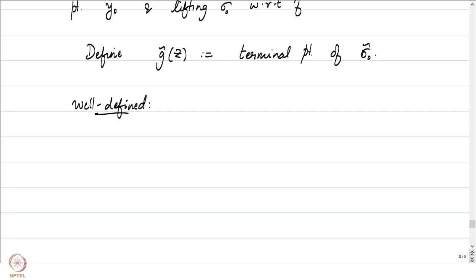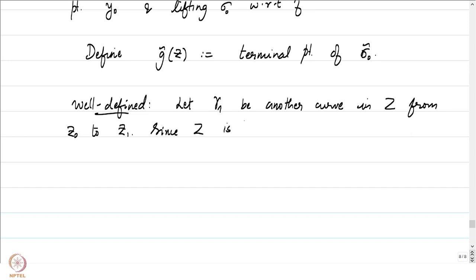Let gamma 1 be another curve in capital Z from Z0 to Z1. The thing to keep in mind is that our Z is simply connected. Since Z is simply connected, any two curves between two fixed points are going to be homotopic with fixed endpoints. That's something which we have already seen. Gamma 0 is homotopic to gamma 1 with fixed endpoints.